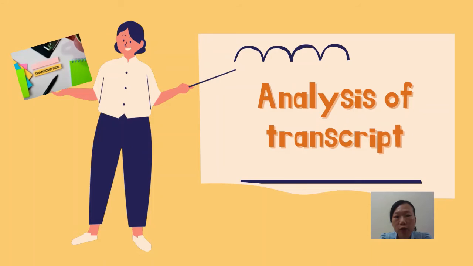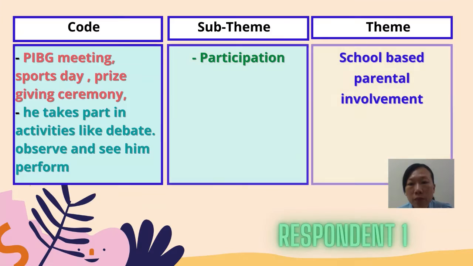Next, we will look at the analysis of the transcript. Overall, it can be divided into 2 main themes and 7 sub-themes. The 2 main themes are school-based parental involvement and home-based parental involvement. The 7 sub-themes are discussion, encouragement, cognitive stimulation, involvement in homework, spirituality, rules, and parent-child relationship. For the first main theme, school-based parental involvement, there is only 1 sub-theme which is participation. This refers to participation in school.